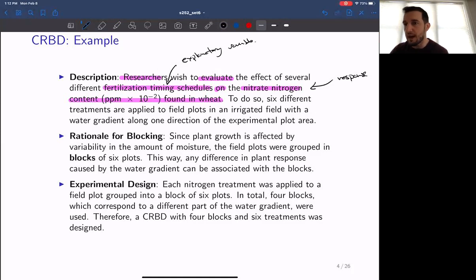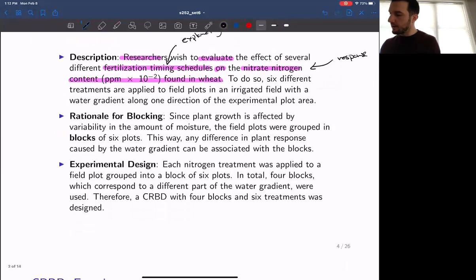So we want to account for the fact that the wheat in the bottom plots is going to get more water than the wheat at the top plots. So the amount of water here becomes a confounding variable because it influences the response. We know it influences the response, so we don't want to test for it directly, but we want to take it into consideration so that we can perform a fairer test about the difference across the different timing schedules.